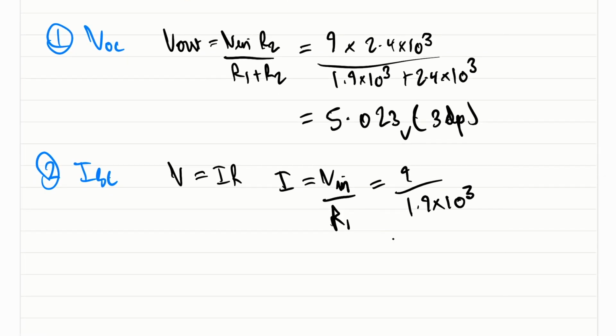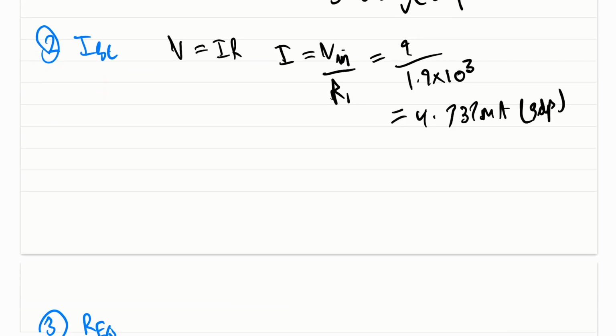And if you put that value into your calculator, you will get 4.737 milliamps to 3 decimal places.